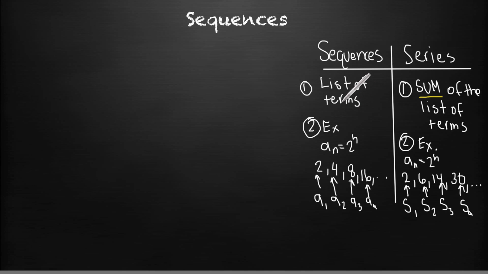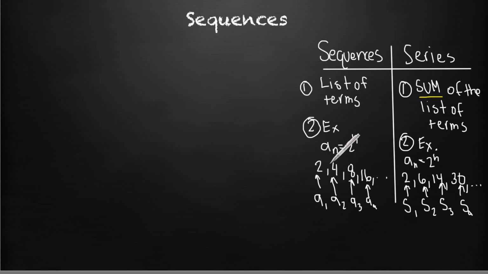If you notice here, a sequence is nothing more than a list of terms. It's just a list of numbers. So 1, 2, 3, 4, 5, 6, 7, 8, 9, 10. 2, 4, 6, 8, 10, 12. Those are a list of even numbers. 1, 3, 5, 7, 9, 11. List of odd numbers. 1, 4, 9, 16. Those are the list of perfect squares. And that's all a sequence is.